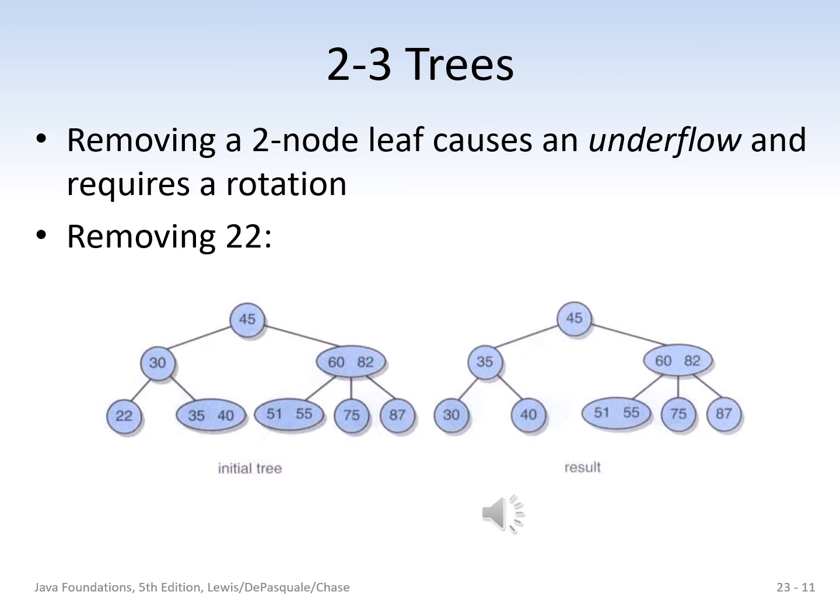In this example, removing a 2-node leaf, 22, causes an underflow and requires a rotation, also called a transfer. So we pull an item from the parent and we replace it with an item from the sibling. In this example, the item pulled from the parent is 30, and we replace it with 35 from the child. And this enables us to maintain the rules of engagement for a 2-3 tree.